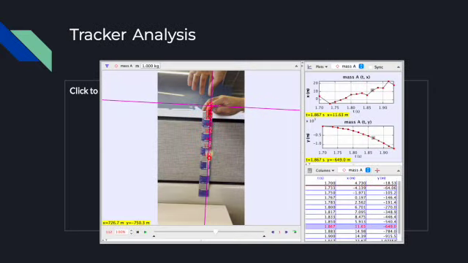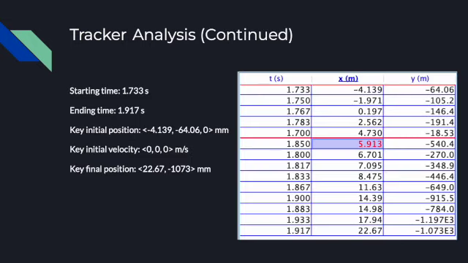Alright, so moving on to Tracker analysis. As you can see, this is the Tracker analysis. I made sure to rotate the y-axis to account for the weird camera angle, and then I had this ruler behind it, and I dropped this key from here to here. And as you can see in the position versus time graph, in the y-axis, it's pretty quadratic. Looks pretty good. And then this is the data. We'll see it later on.